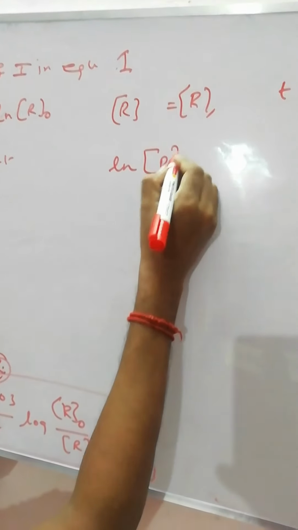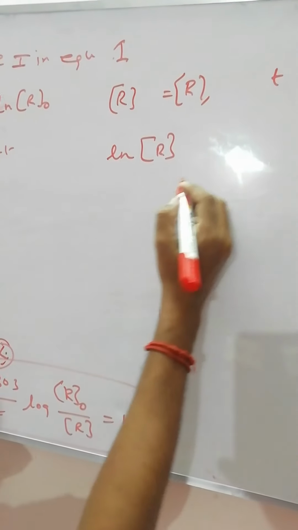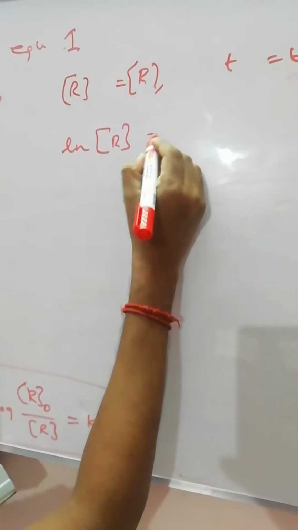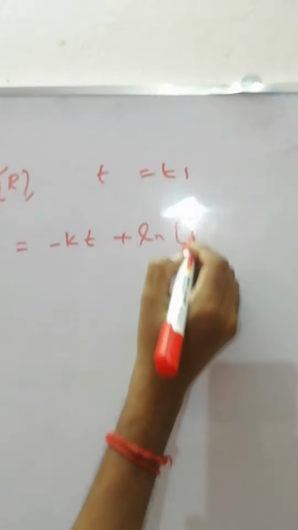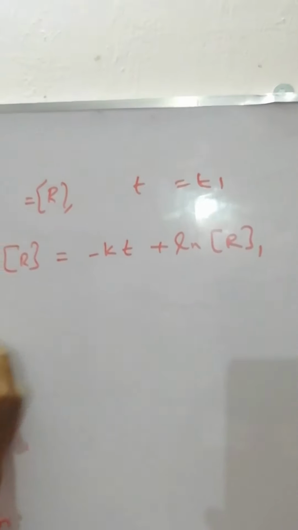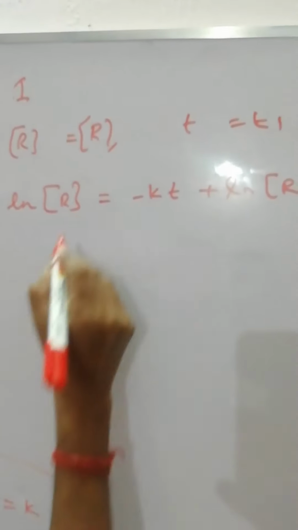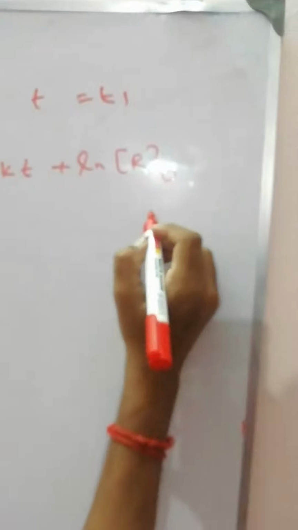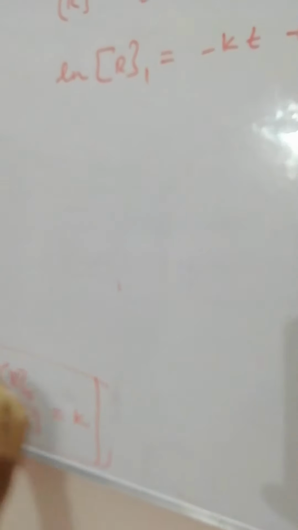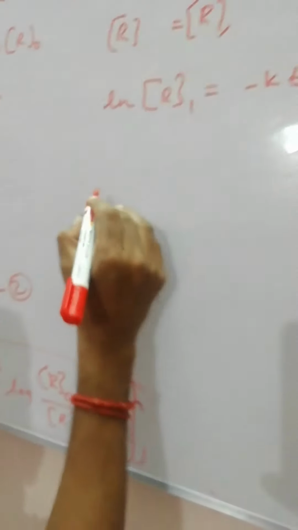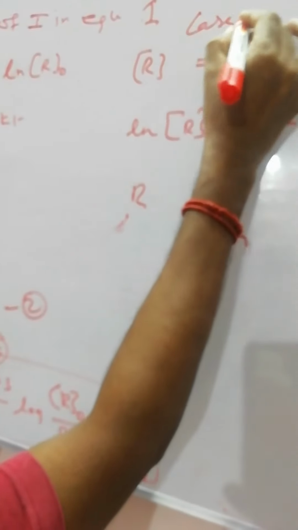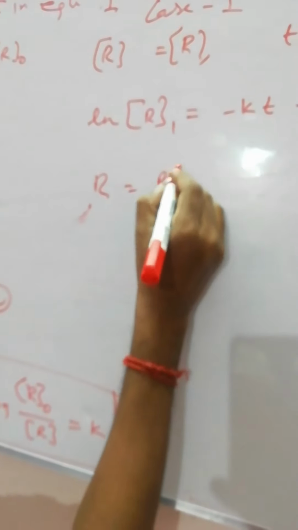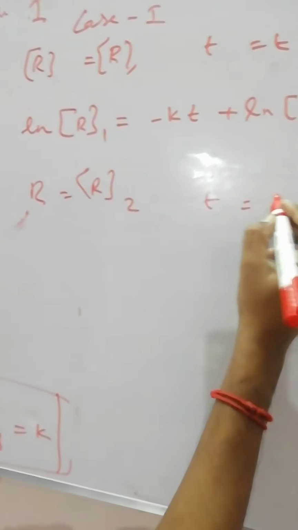ln R is equal to minus kt plus ln R0. Here R becomes R1, the R0. This is the third equation. Completed equation is the second equation. Now in case 2, R becomes R2 and t becomes t2.